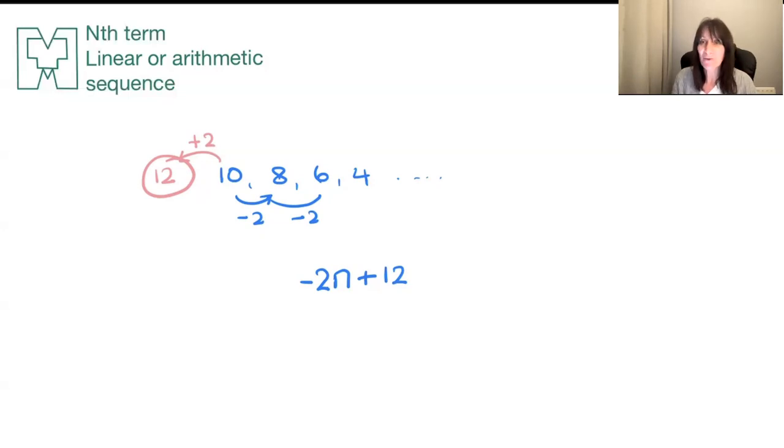Hopefully you have found this useful. Please do go and check out the video that does it the other way around, the opposite. So actually generating: when you have been given this, how do you take that and turn it into this. And then you'll know everything you need to know about your sequences and nth terms.